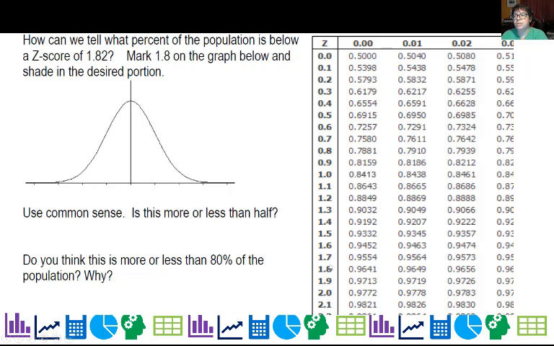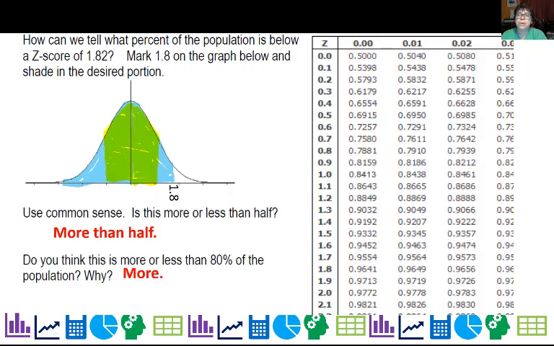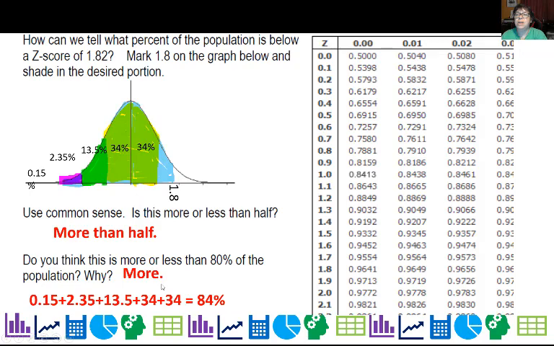Well, there's a table of z-scores, and they give the percentile for different z-scores. So what I can do, first of all, I'm going to mark 1.8 on my graph. So before I even look at the table, using common sense, is this going to be more or less than half? Well, because I've already got half the curve shaded plus a good chunk more, it's more than half. Do I think it's more than 80%? Well, using my empirical rule, if I were to label all these pieces and put them in, I'm going to say yeah, that looks like more than 80%. In fact, I get 84% just from these pieces.